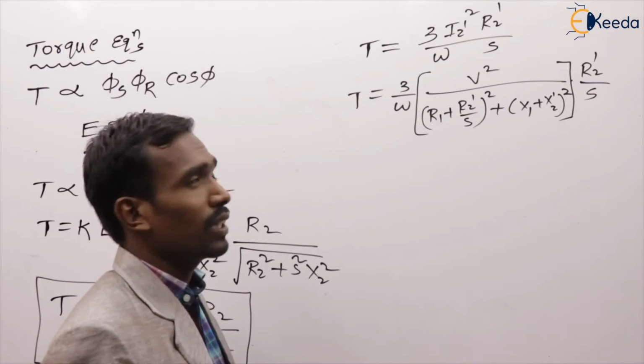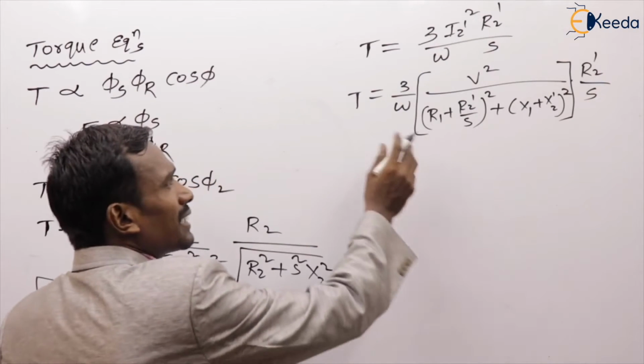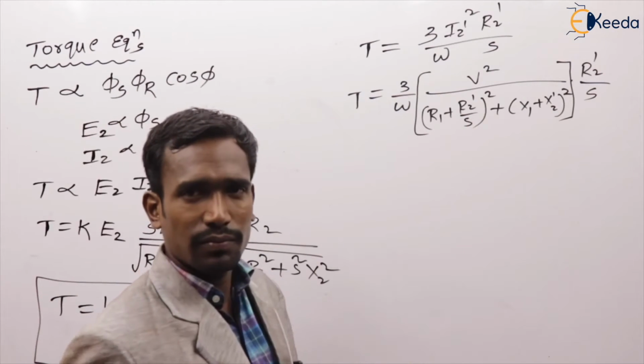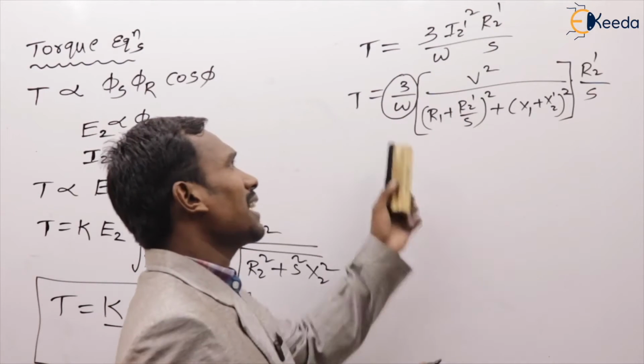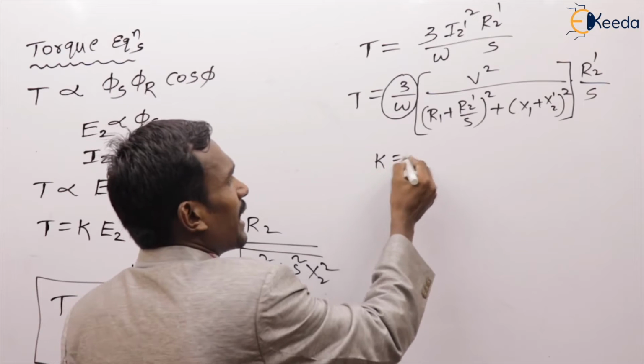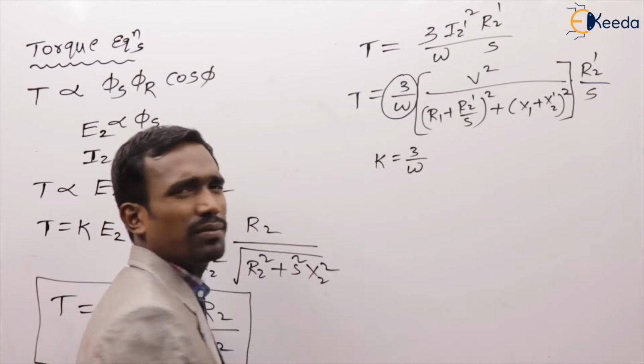Right, this is our formula. Now, this is exactly the torque equation. And this is the constant K. Some constant K is equal to 3 by omega.